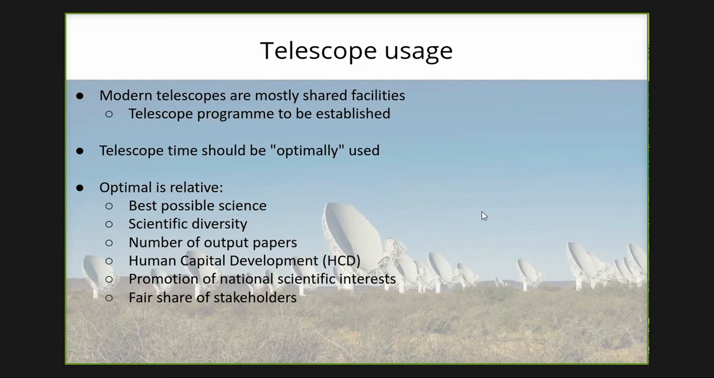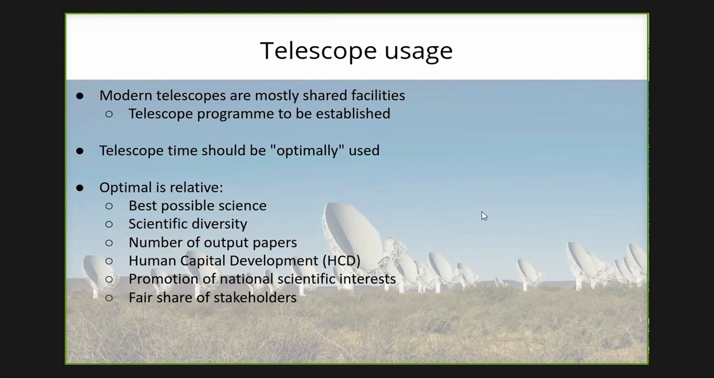So what is it? Well, obviously you want to do the best possible science. So let's say aliens have just been discovered. Best possible science would be to study the signal from the aliens. But this would mean that astronomers, normal astronomers like me, would scream and say, hey, what about scientific diversity? We also want to have a share in the instrument, and not all time should go to exactly one topic, even if it's the most important in the world. So we also want to have some share in it.